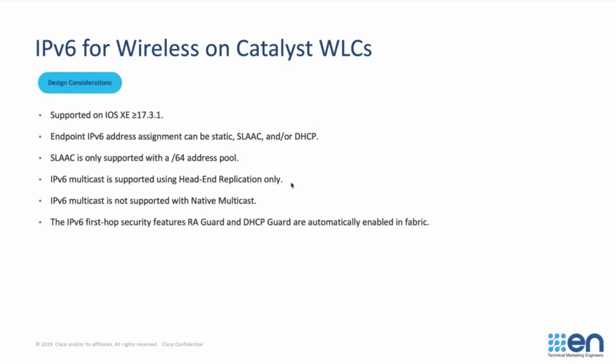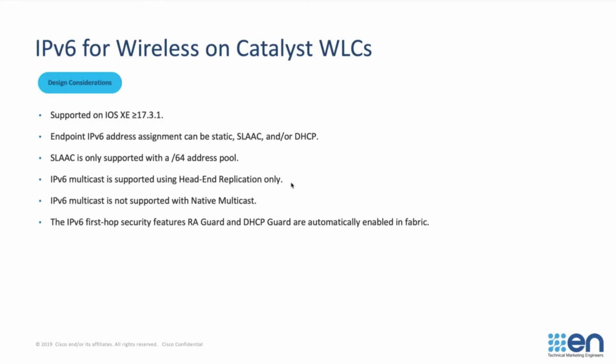And some of the key design considerations when you are running IPv6 is, first, we need to run at least 17.3.1 or higher. So we started supporting this IPv6 on IOS XE when you're running 17.3 or higher. And then the SLAAC support for this is only on a /64 address pool or higher. So when you're running IPv6, we have the subnet, anything above /64 subnet, we support SLAAC addressing.